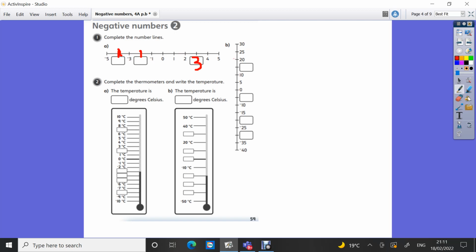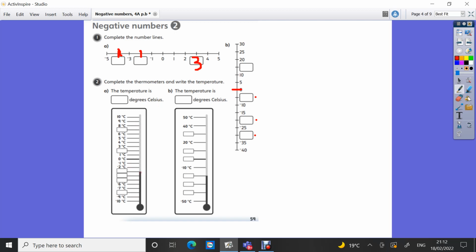If you look at question B, start from 0: 0, 5, 10. This is skip counting by 5. 0, 5, 10, and then 15. And if you count backwards from 0: -5, -10, -15, -20, -25, then -30. So like this, you have to count and write the answers. Let's look at question number 2A. Complete the thermometers and write the temperatures. The temperature is how many degrees Celsius on this?